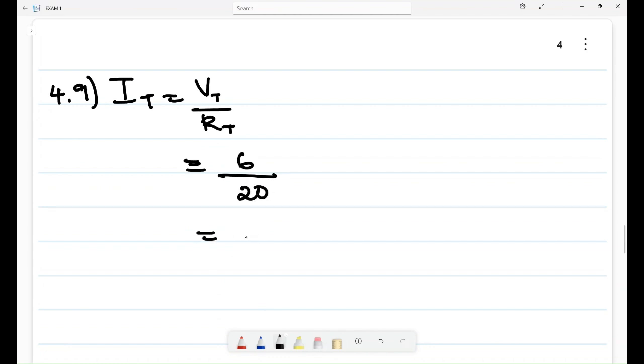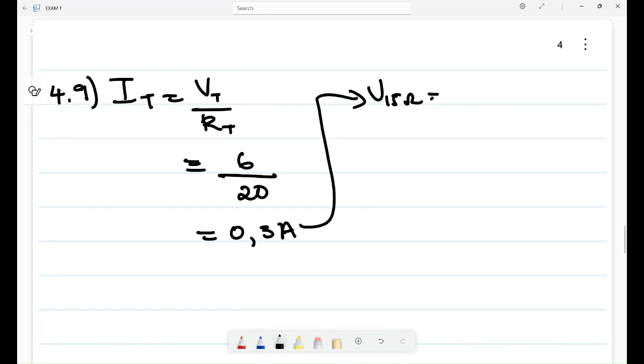Therefore, when you do this mathematically, we get a value of 0.3 amps, right? Now, after getting that 0.3 amps, what do we want? You want the voltage. Let's come here. We want the voltage of the 15 ohm resistor. But we know V is equal to what?